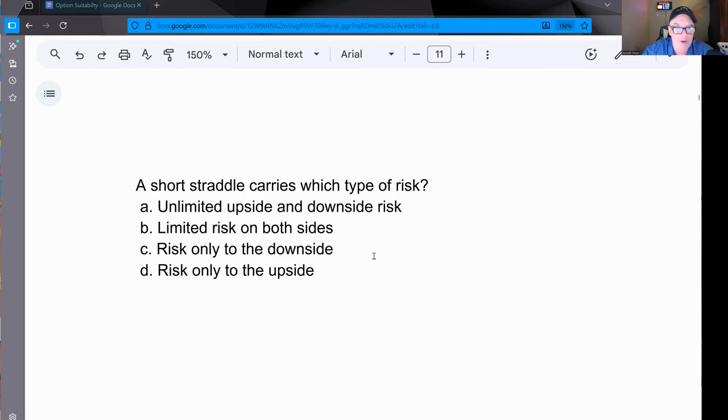A short straddle carries which type of risk? Short means sell. So you sell a call, sell a put, you have unlimited risk, baby. Okay. So here's the thing. So unlimited upside and downside risk. Limited risk only to the upside. That's interesting. I don't like that because I do think I should change it. I'm going to change it to this. Because it's not unlimited on the downside. We're going to change that answer to unlimited upside risk. Upside risk. We'll put it there, and that's going to be your answer.